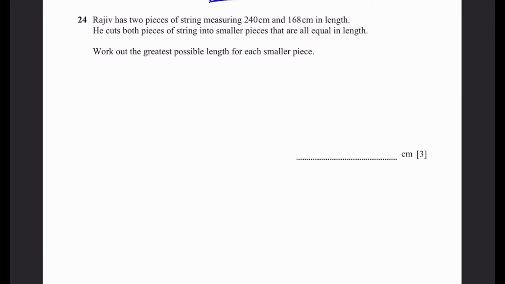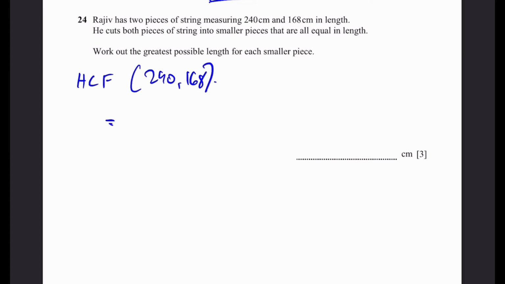Rajiv has two pieces of string measuring 240 centimeters and 168 centimeters in length. He cuts both pieces of string into smaller pieces that are all equal in length. Work out the greatest possible length for each smaller piece. So all of the pieces are equal in length. That means they all have the same factor. And what's the HCF of 240 and 168? That's because we need a common factor of both of these to get all smaller pieces equal in length. And we need the greatest possible length. So we get the HCF.